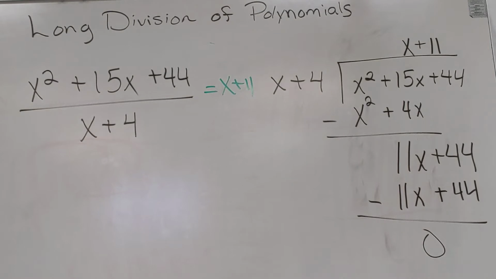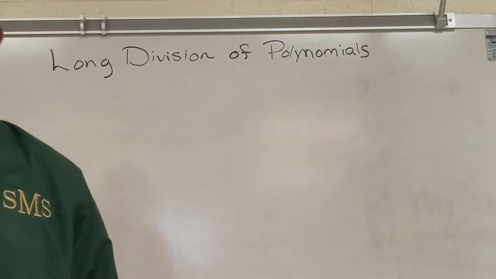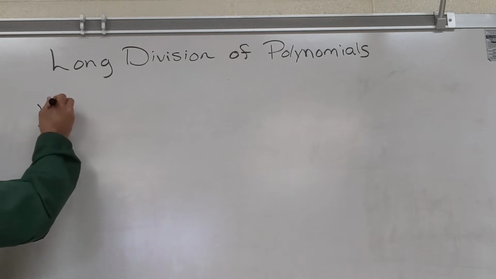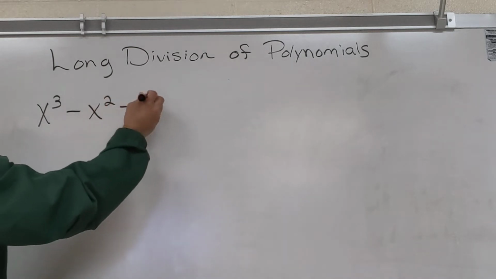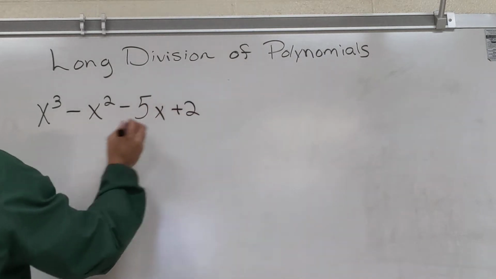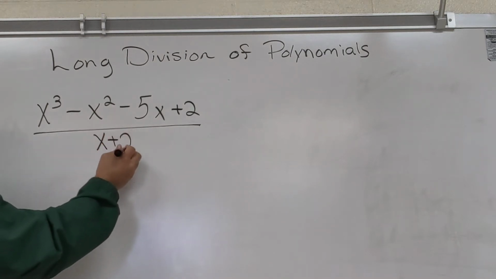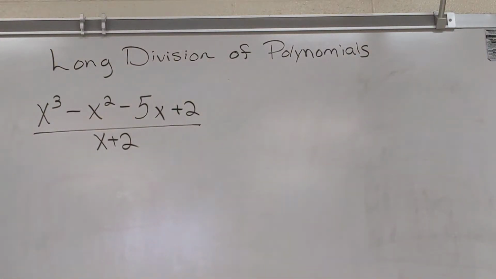Okay, and again, we could check this by multiplying our work out, and we would see that that is the correct answer. All right, so now we're going to go to a little bit higher of a level with these and a higher degree of polynomial. So let's do x to the third minus x squared minus 5x plus 2. And all of that's going to be divided by x plus 2. The reason I'm doing this is to show you how to do this with higher degree polynomials.